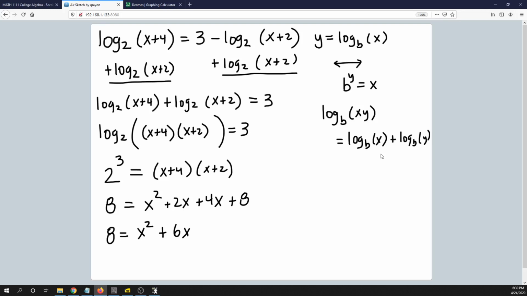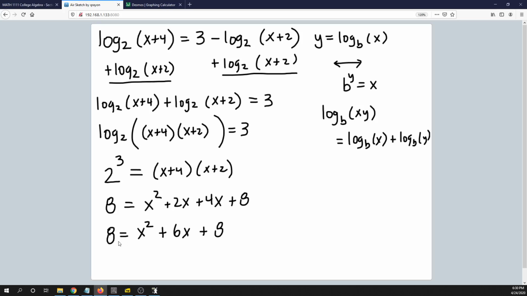The right-hand side, we have these two like terms which can be combined. 2x plus 4x is 6x. Okay. All right, and so now each side is as simple as we can get it.